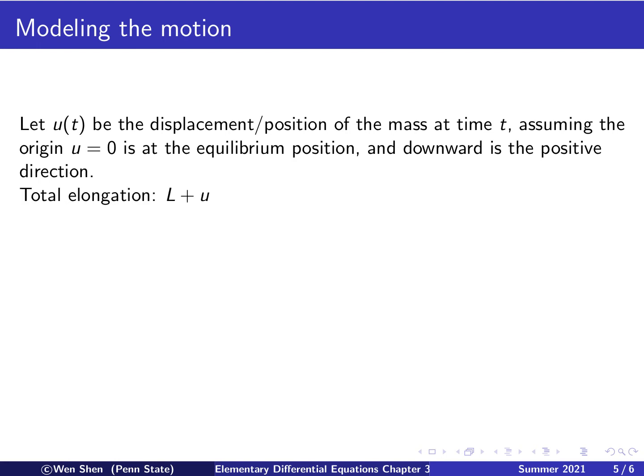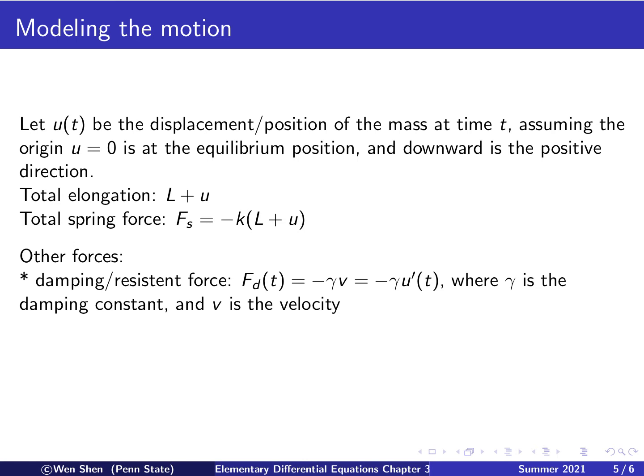Okay, so with this definition of U, we know that the total elongation of the spring would be the elongation at equilibrium, L, plus U, that's the further elongation. And the total spring force we can calculate, F_s, would be negative k times the total elongation, which is capital L plus U.